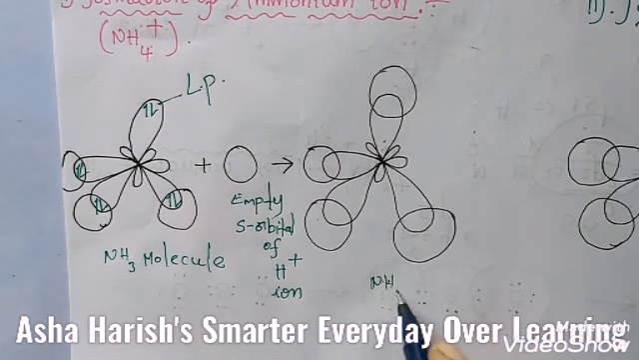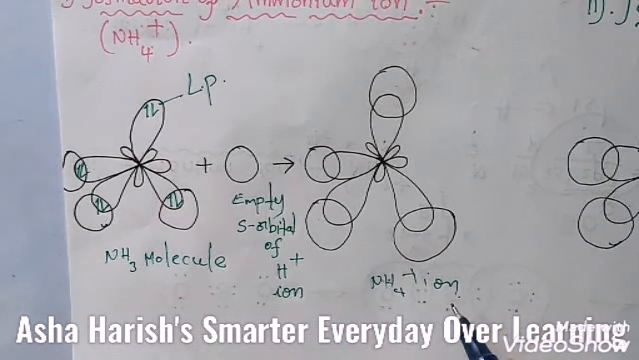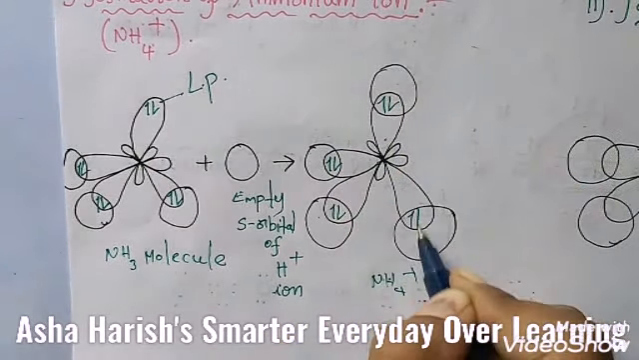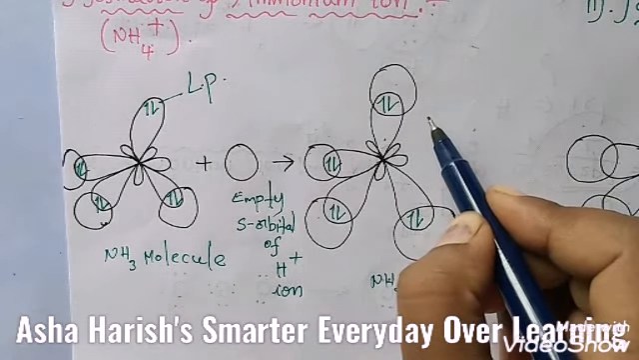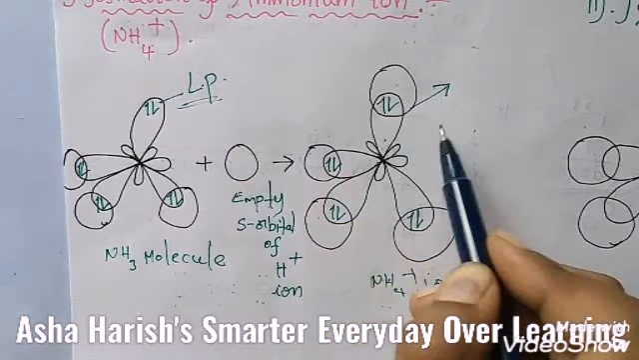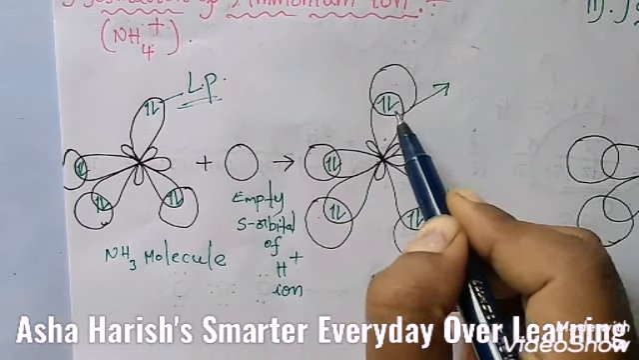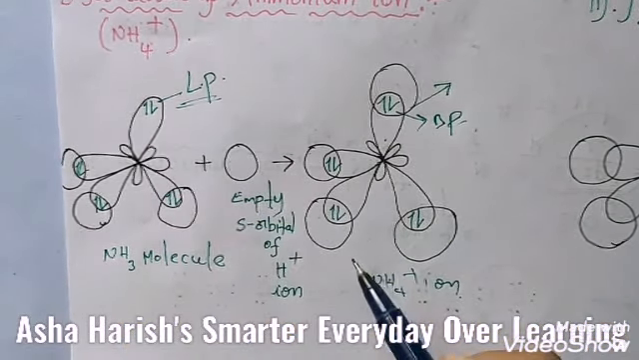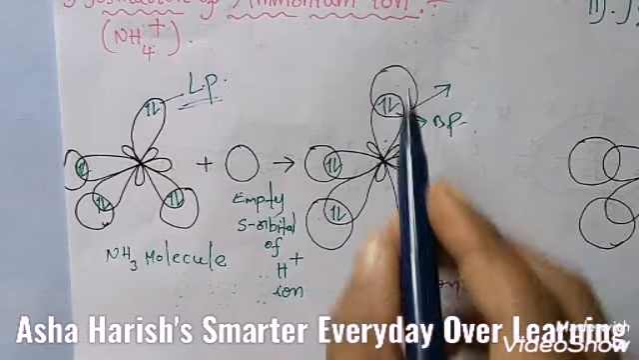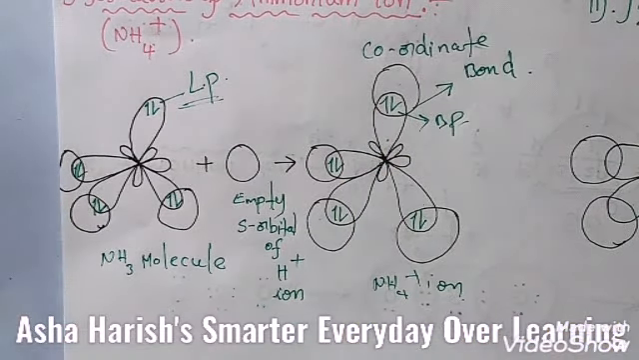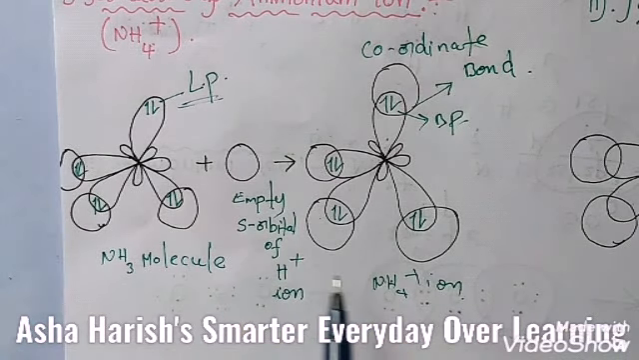By overlapping of these two, here you can see 4 s orbitals are combining with the p orbitals, and this is the NH4 plus ion. You can see the pair of electrons should be like this, and a coordinate bond is formed here. Why? Because here the lone pair of electrons has become a bond pair of electrons. These 2 electrons are also involved in bond formation, so here a coordinate bond is formed. This is about the formation of the NH4 plus ion in the orbital concept.